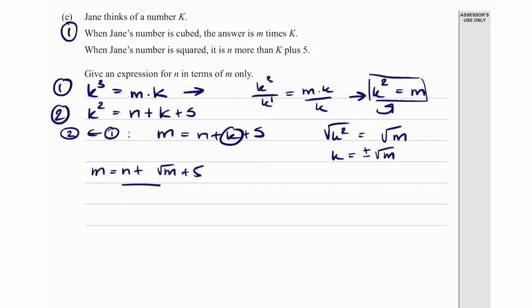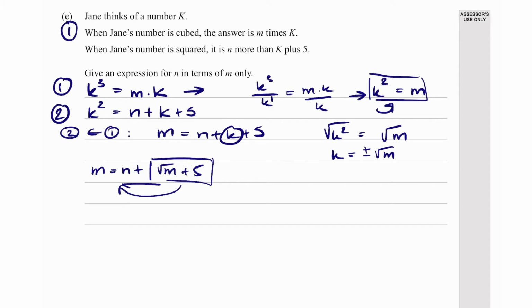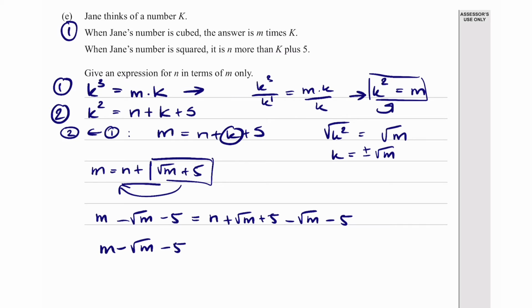So everything's in terms of m or n, and we want to find an expression for n in terms of m. So essentially we want to rearrange for n. So in order to do this, I'm going to need to move all this junk here over to the left-hand side. So how do I do that? Well, everything's being added, so I'm going to subtract both terms on both sides. So what do I end up with? m minus root m minus 5 is equal to n plus the root of m plus 5 minus the root of m minus 5. Now simplifying this down, I get m minus the root of m minus 5 is equal to n. Now these m's cancel and this 5 cancels, so I'm left with n on its own. So this is my final expression.